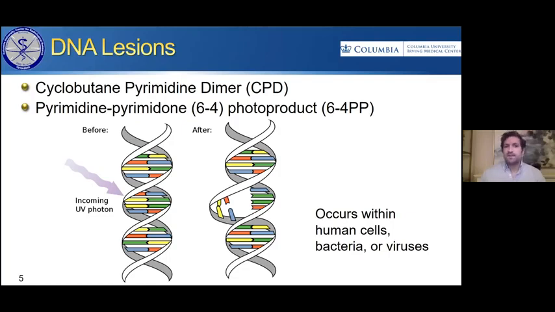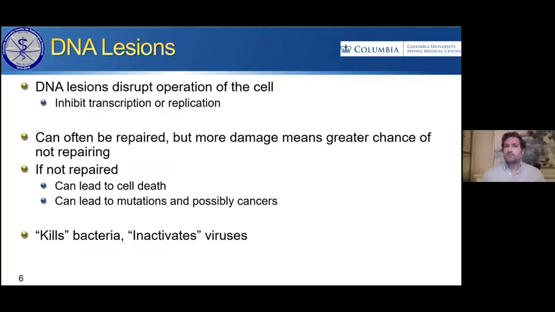So what happens when these DNA lesions occur? A DNA lesion can ultimately disrupt the operation of the cell or the virus where that DNA or RNA is located. When it disrupts the DNA, these DNA lesions ultimately lead to inhibitions in transcription or replication, and that basically means that the operation of the cell is not normal.